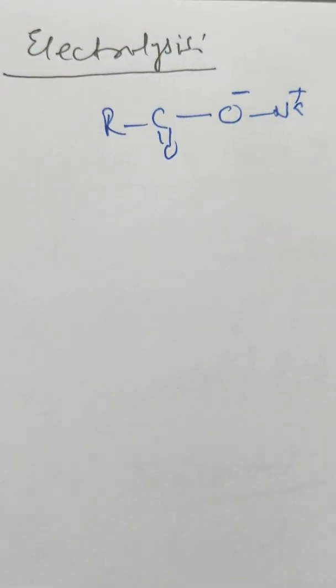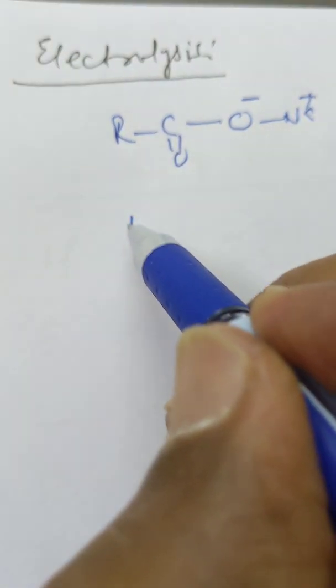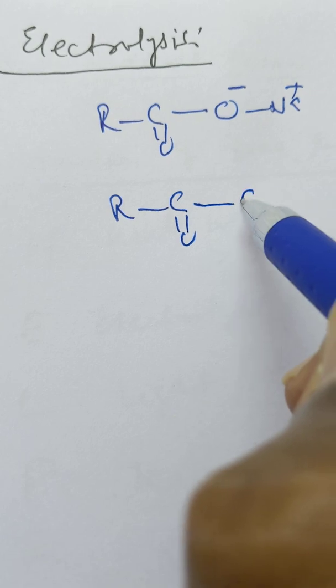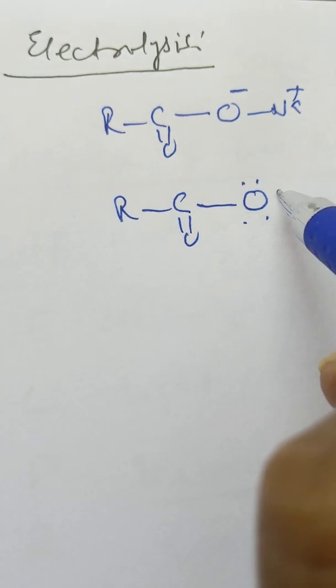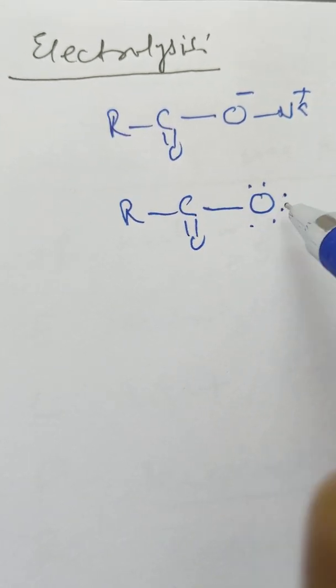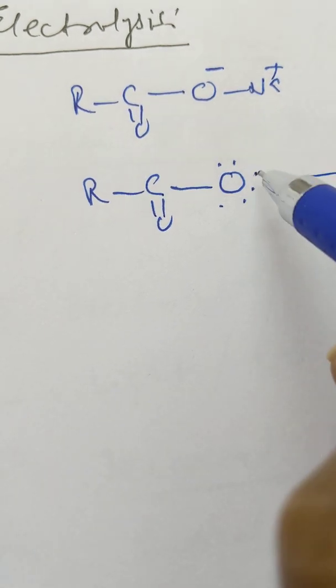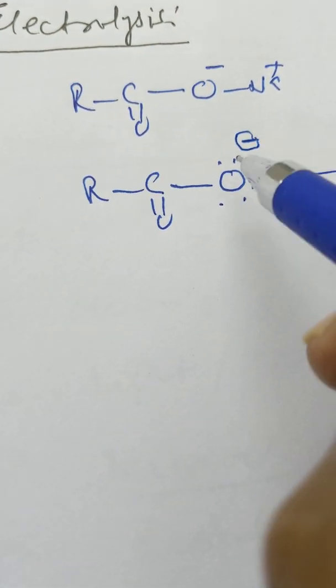Electrolysis. Now you will remember the most common example you study in electrolysis, a reaction called Kolbe electrolysis. So in Kolbe electrolysis, sodium or potassium salts are subjected to this. Now, in this case what we have is R C double bond O, O negative. This is the anion.